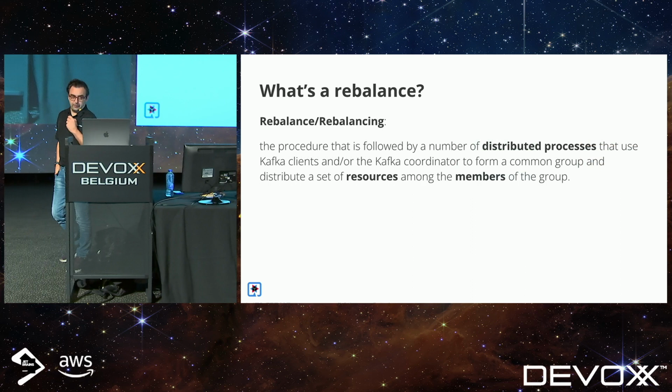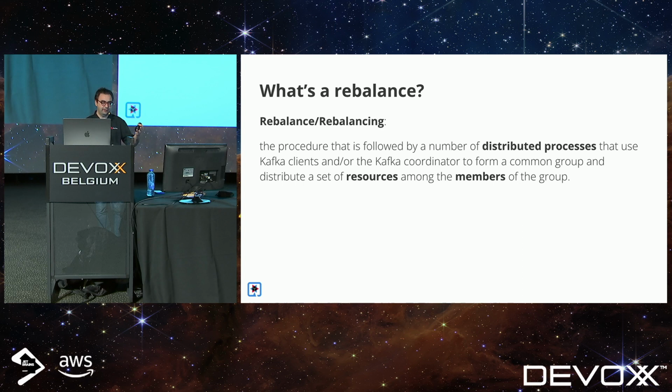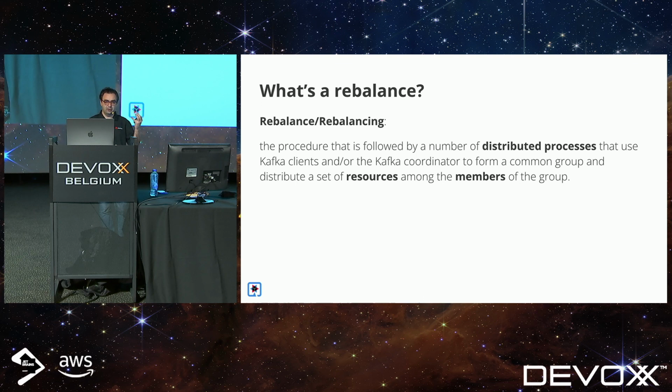The rebalance is a process. It's a procedure. And this definition is actually very interesting because it is really about distributed systems. It's not really about Kafka. It says that when you have a number of distributed processes, you need to coordinate so you can distribute a set of resources among the members of that group. So it's really a group coordination protocol. We have plenty of them in other worlds, but Kafka went with their own kind of thing.